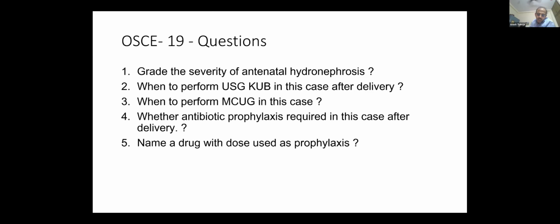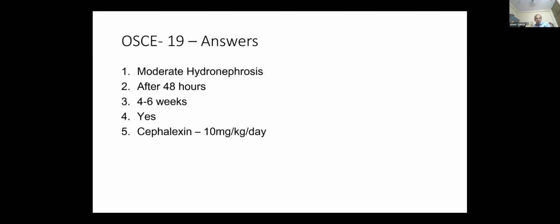One more question. Which drug to give for antibiotic prophylaxis? Which medicine? Cephalexin. Answer is correct, spelling is wrong. Moderate hydronephrosis, correctly answered, beyond 48 hours. MCUG is indicated at 4 to 6 weeks. That also will depend on the ultrasound finding. We'll see the flow charts later. And antibiotic, because it's more than 10, we'll give antibiotic prophylaxis, and cephalexin is preferred, 10 mg per kg per day.